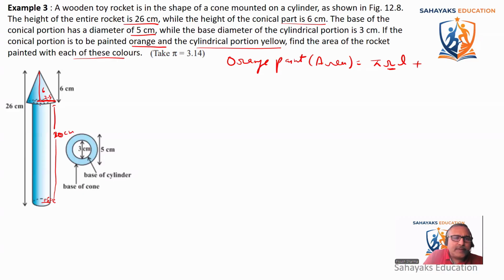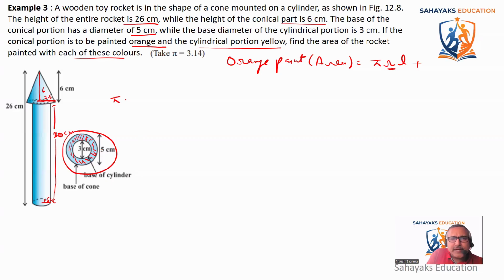And plus, see, under the cone, this is the kind of shape which is made, where this part needs to be painted orange. If this part needs to be painted orange, because this is an additional part which will be seen. So this part has to be painted orange. So how will we find it? We'll find it as the circle.